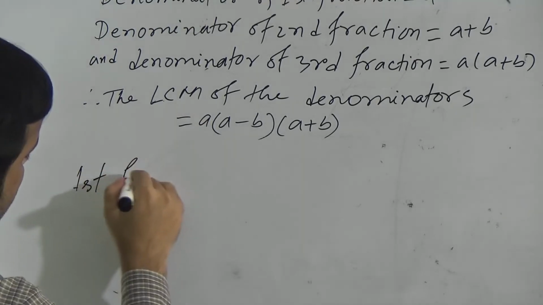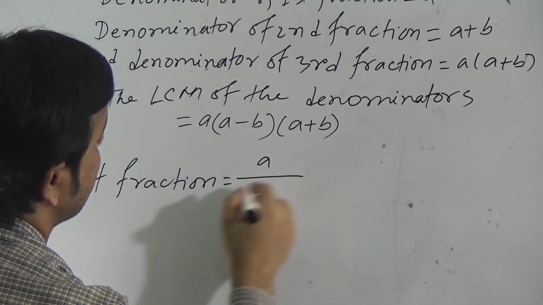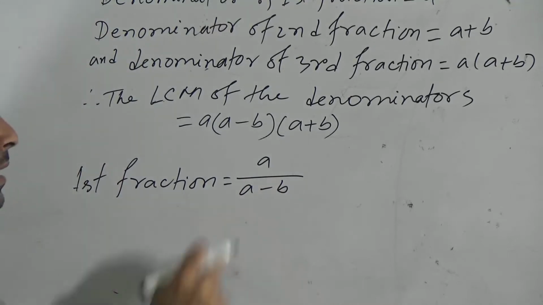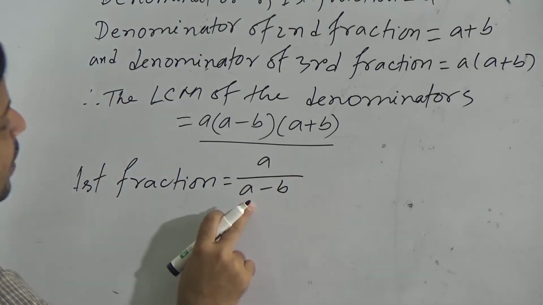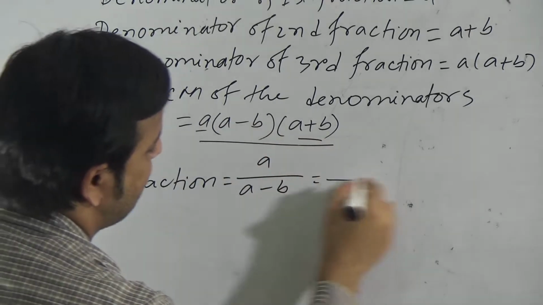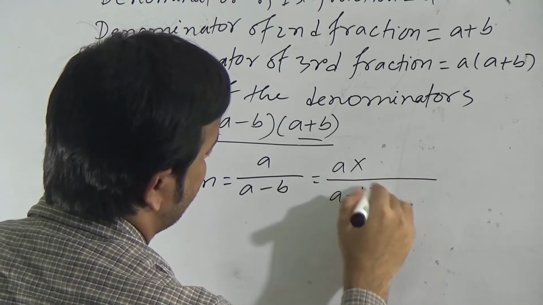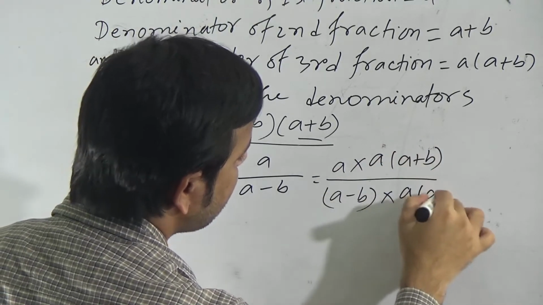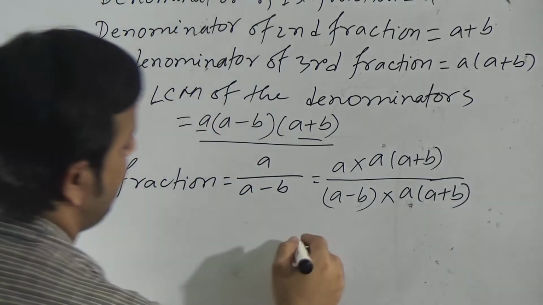First fraction. What is the first fraction here? First fraction is a by a minus b. Here the denominator of the first fraction is a minus b. Now if we divide this LCM by a minus b, we will get the quotient a into a plus b. So we have to multiply both the numerator and denominator by a into a plus b, as this will be the quotient. If you divide, you will get this as the quotient.